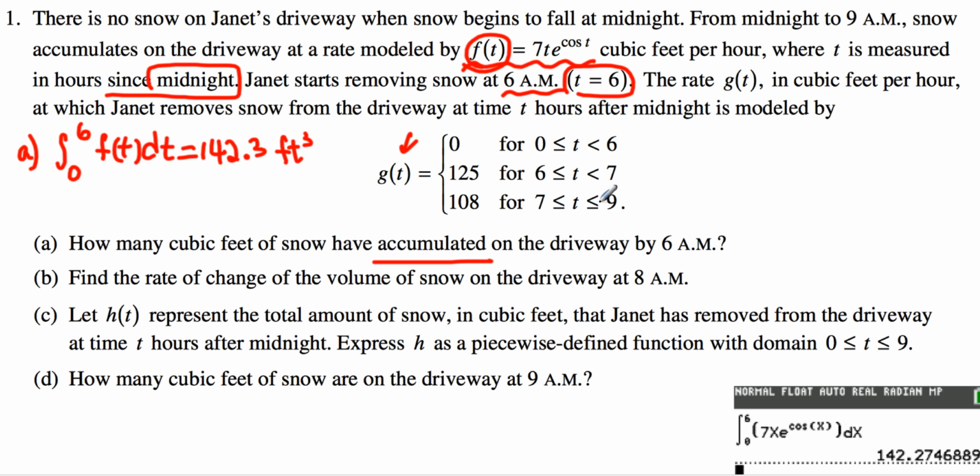How about B? Find the rate of change of the volume. So how much volume is changing at driveway at 8 a.m. That basically means in B, f of t is how much is coming down, and then g of t is how much is going away. So all we have to do is f of 8, that's the rate where it's coming down, minus g of 8, rate which is going out, and that basically becomes our answer.